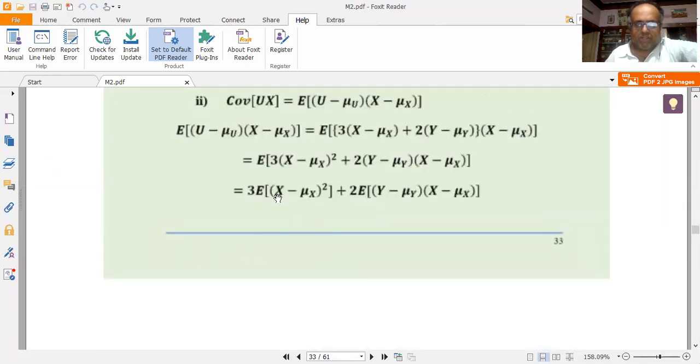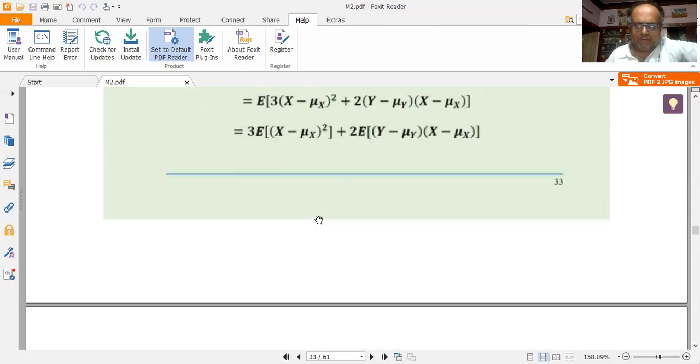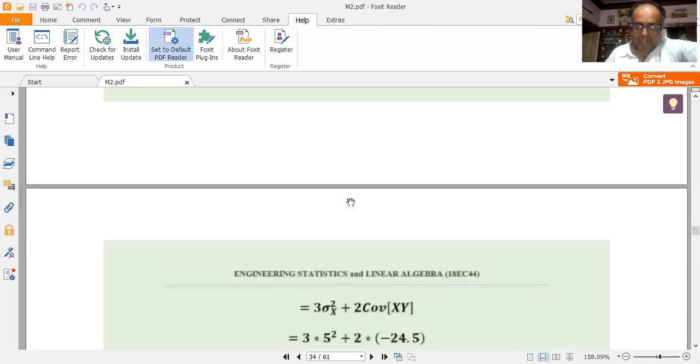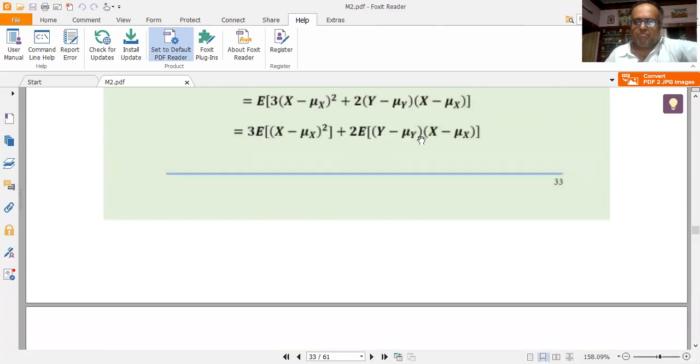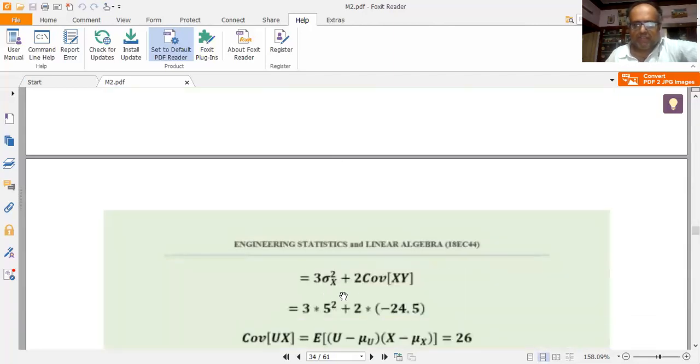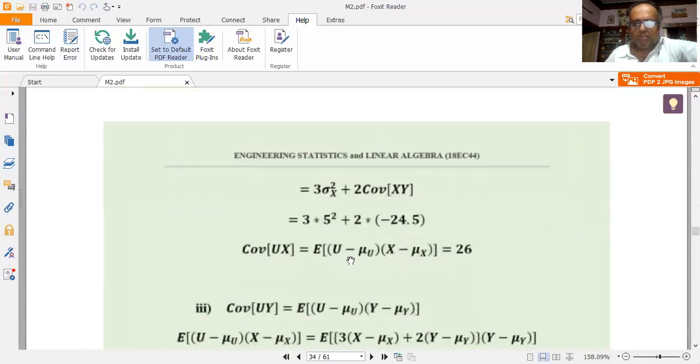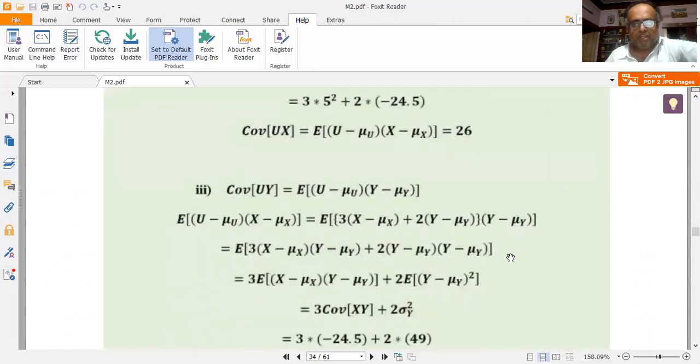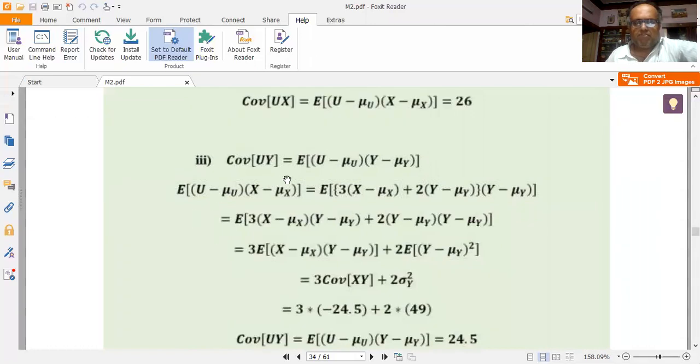Expected value of x minus mu x the whole square is nothing but the variance of x, that is sigma x squared. Expected value of y minus mu y into x minus mu x is nothing but the covariance of xy. So I get 3 sigma x squared plus 2 covariance of xy. Substitute the values. Sigma x is given by 5, so sigma x squared is 5 squared. Covariance we have calculated to be equal to minus 24.5. So I get the covariance of ux to be equal to 3 into 5 squared plus 2 into minus 24.5, which gives me 26. Next, I have to find the covariance of uy.